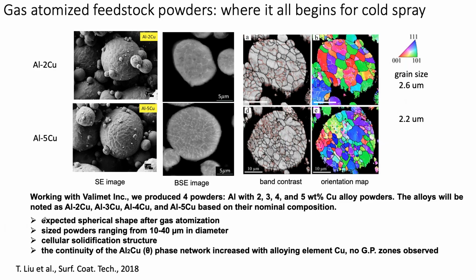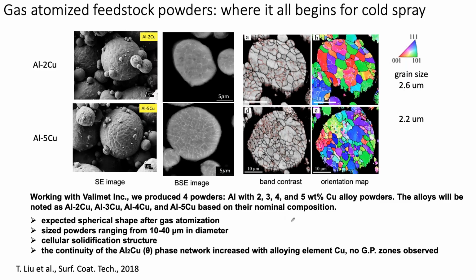Okay, so what we saw in our feedstock powder was that they had the expected spherical shape, and that the powder size range was within 10 to 40 microns. That's quite typical. We looked at the cellular solidification structure, I'm not going to go into that today. And then we also looked at the continuity. This bright phase, in this case, is the aluminum 2 copper theta phase. And we didn't see any GP zones in these powders.